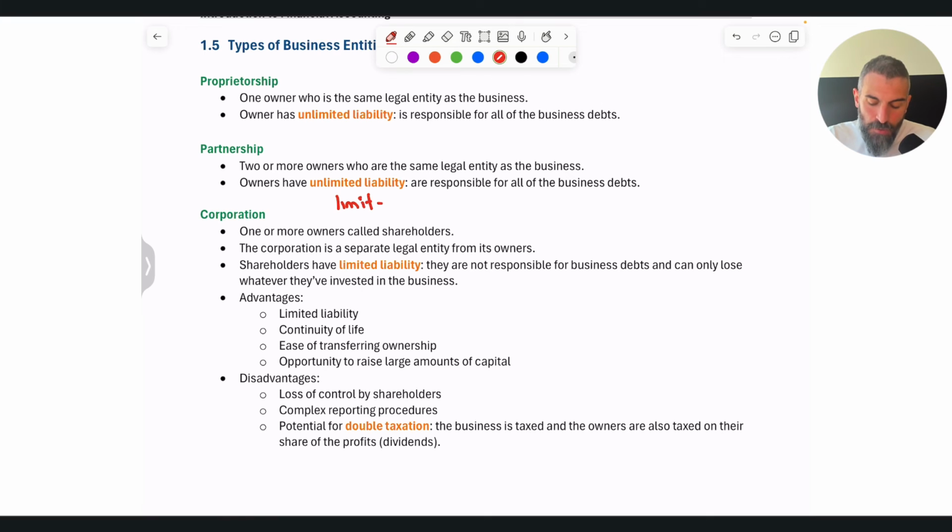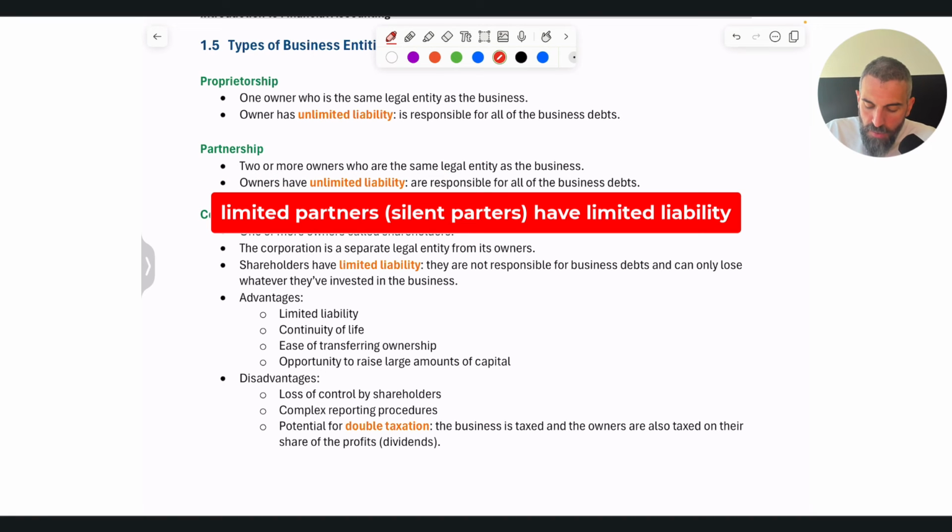Now, there are some exceptions to that. There's something called a limited partner, so you can write this if you want. Limited partners have limited liability. A limited partner is what you may sometimes call a silent partner. This is somebody who invested money into the business but is not actually involved in running it. They would have limited liability.